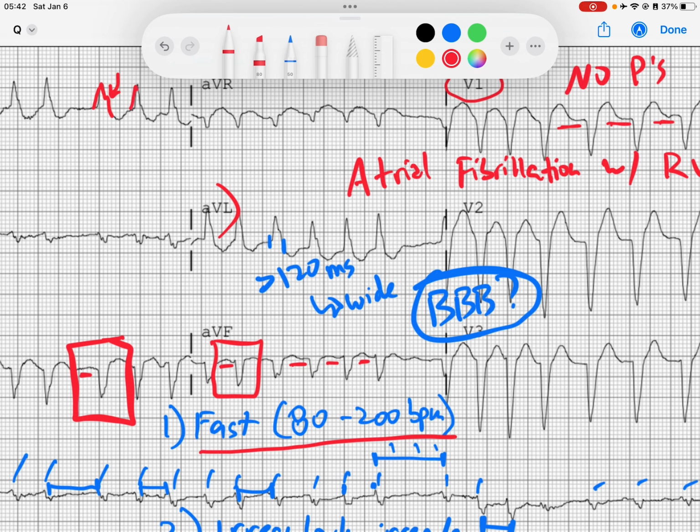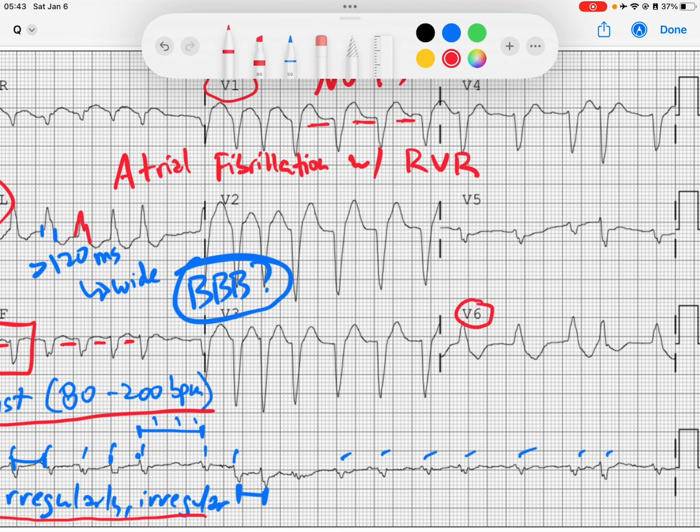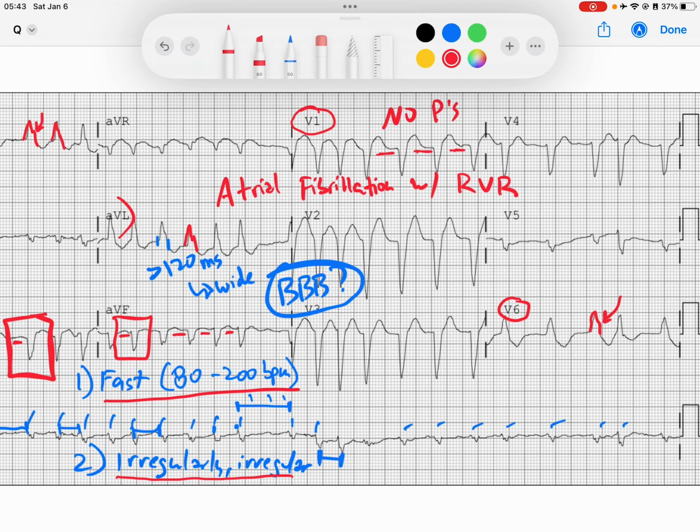Similarly, you can almost just see this little slurry wave here, RS, and you can just see it want to stay. In AVL, you can see it a little better here with this RS, R prime. And if I look at this lateral lead in the precordium, V6, you can see it's just slurring on the way down. It's taking a little long. And so then I'm starting to think maybe this is a left bundle branch block. Well, what else can I do? I can look for deep, slurry S waves in V1 and V2. And that's exactly what I see.